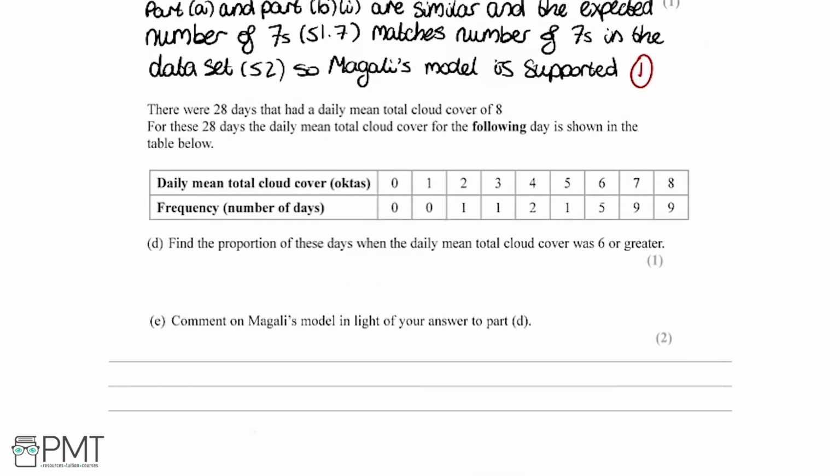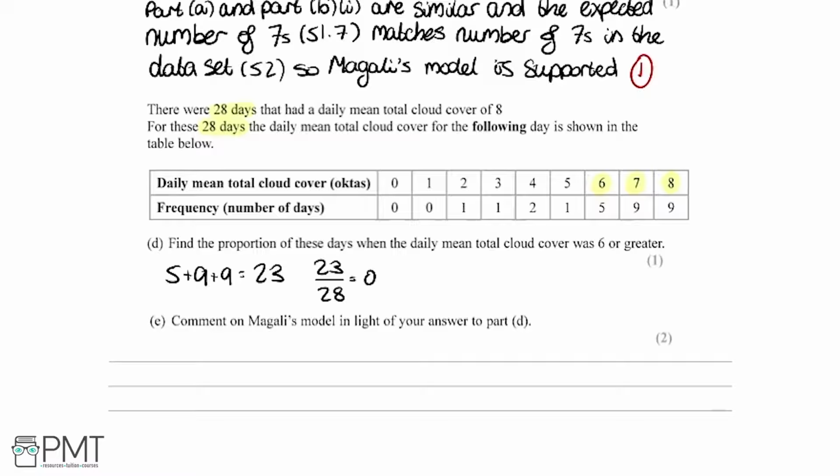So there were 28 days that had a daily mean total cloud cover of 8. For these 28 days, the daily mean total cloud cover for the following date is shown in the table. And part D says we need to find the proportion of these days when the daily mean total cloud cover was 6 or greater. So similar to part A, when it's 6 or greater, it's going to be 6, 7, or 8. So if we add up the corresponding numbers, we get 5 plus 9 plus 9, which equals 23. And that's out of the 28 days that the table represents. So we're going to have 23 out of 28.